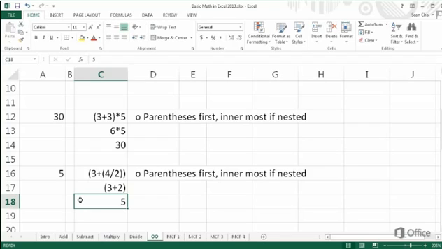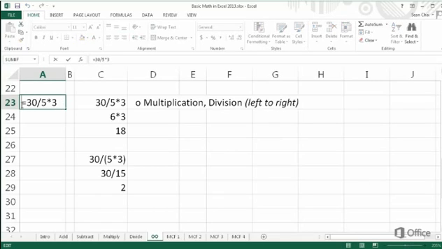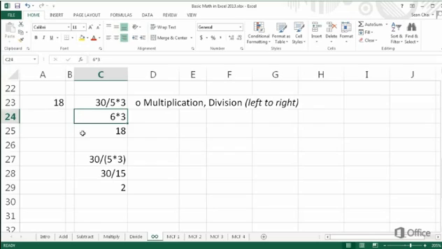Exponents are evaluated next, but they're outside the scope of this course. Multiplication and division are evaluated next, working from left to right. In this example, going from left to right, 30 divided by 5 is 6, and 6 times 3 is 18.